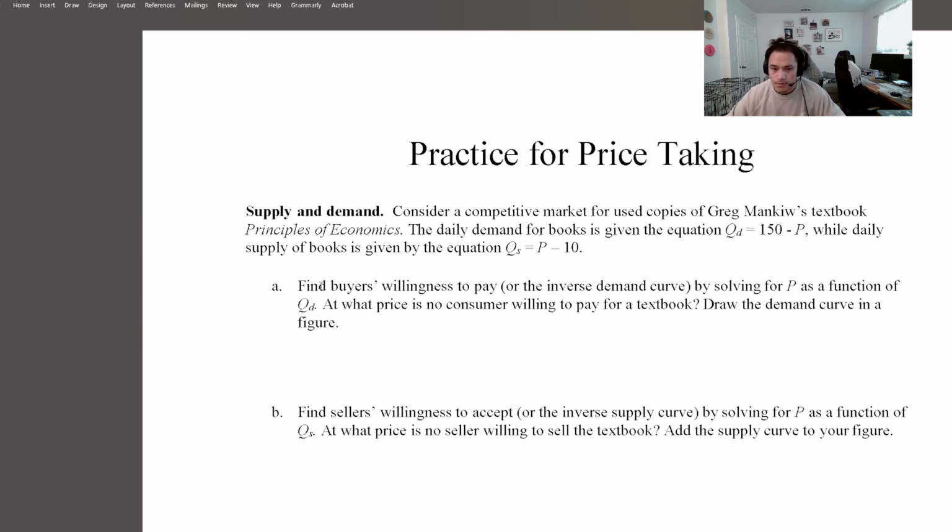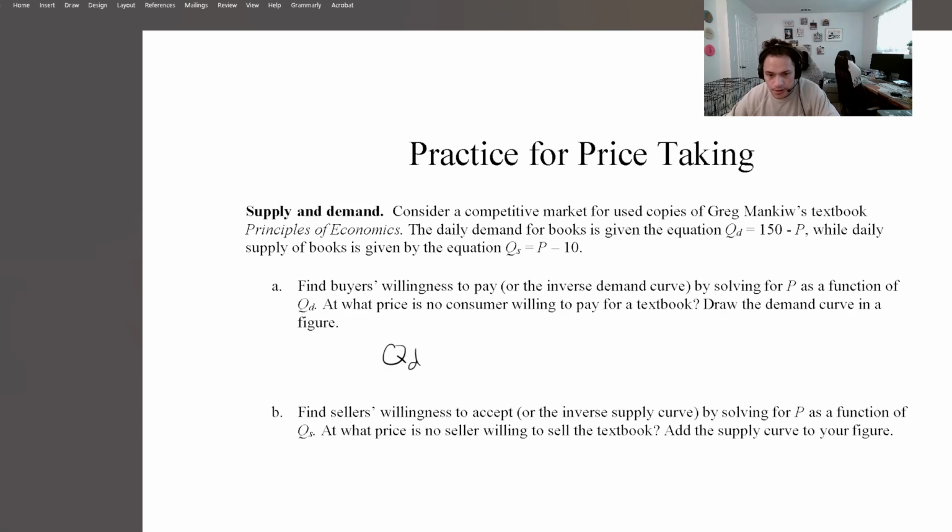So first thing here, find the buyer's willingness to pay, or the inverse demand curve, by solving for P as a function of Q. And at what price is no one willing to pay for this textbook? Then we're going to build our figure piece by piece throughout this question. This will mimic what you see in the quiz, so if you can follow these steps, it should be relatively intuitive from there.